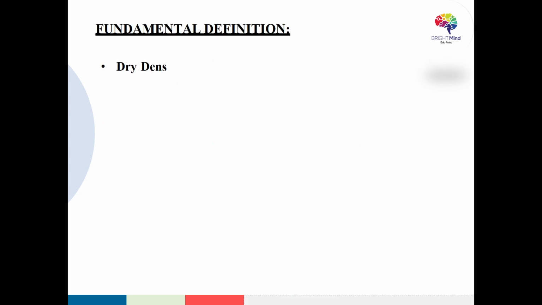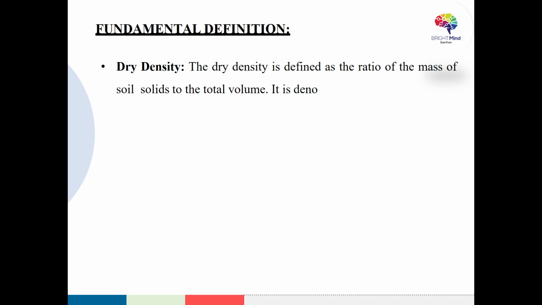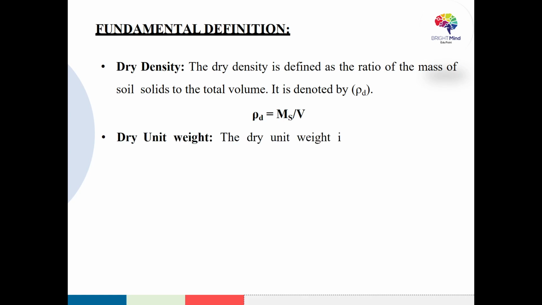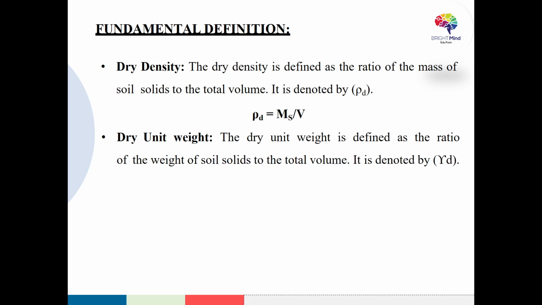The next definition is the dry density. So dry density is defined as the ratio of mass of soil solids to the total volume of the soil. It is denoted by rho d. Similarly, dry unit weight is defined as the ratio of weight of the soil solids to the total volume of the soil. It is denoted by gamma d. So in all the definitions of density and the unit weight, the difference is at the numerator, where the mass is replaced by the weight.